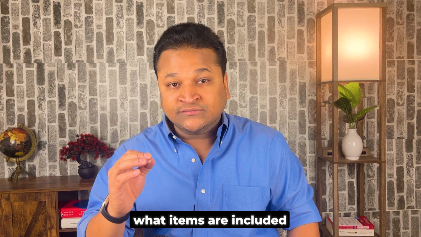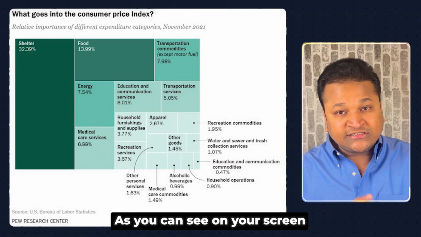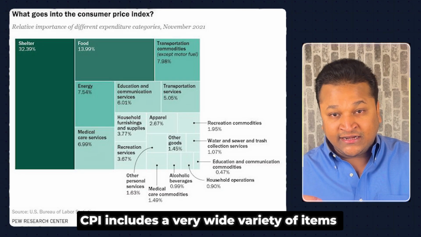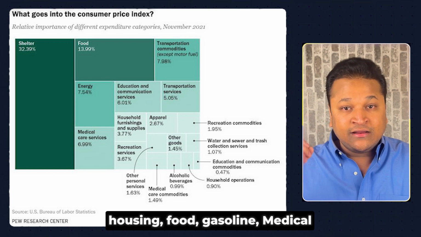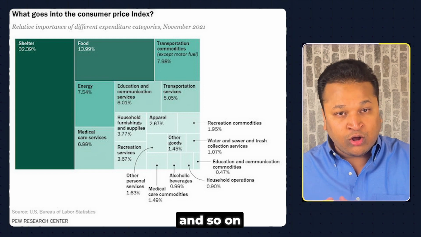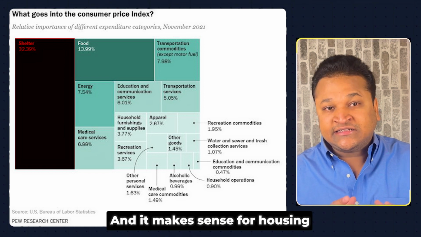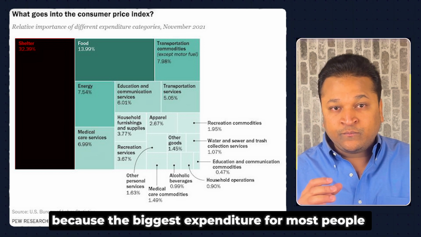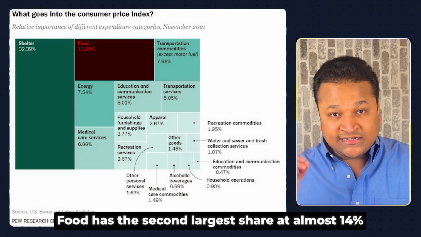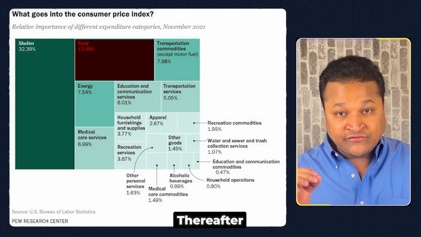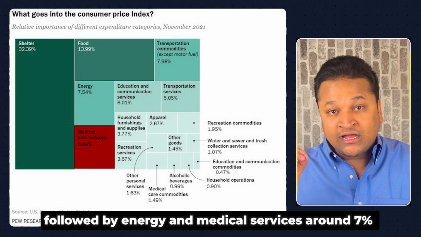Now let us look at what items are included in the measurement of inflation and what are the weights assigned to each of those items. As you can see on your screen, CPI includes a wide variety of items that are essential to the survival of an average individual, such as housing, food, gasoline, medical, education, transportation, clothing, and so on. Shelter or housing forms the largest share at almost 33% of total CPI. And it makes sense for housing to occupy the largest share in CPI because the biggest expenditure for most people is the rent or the house mortgage that they pay. Food has the second largest share at almost 14%. Thereafter, transportation has third largest share at almost 8%, followed by energy and medical services around 7%.